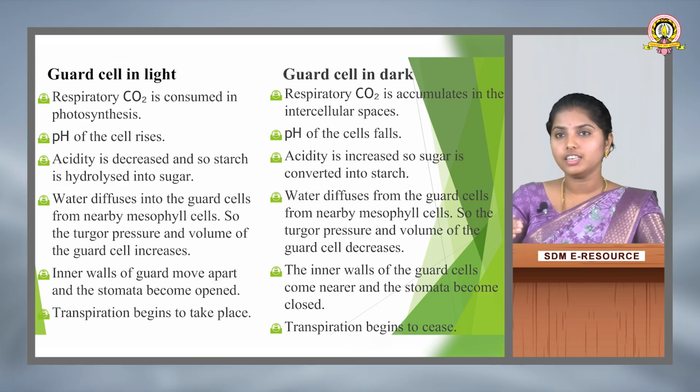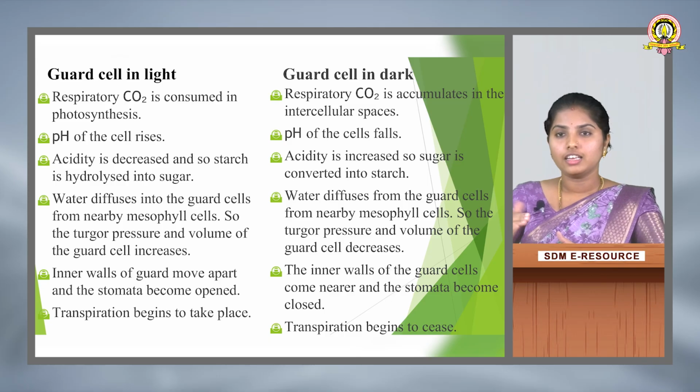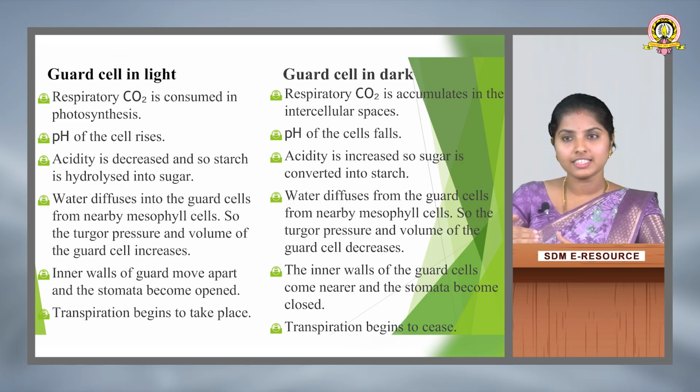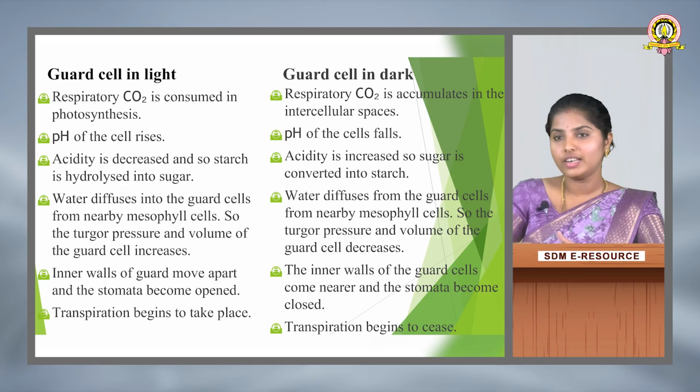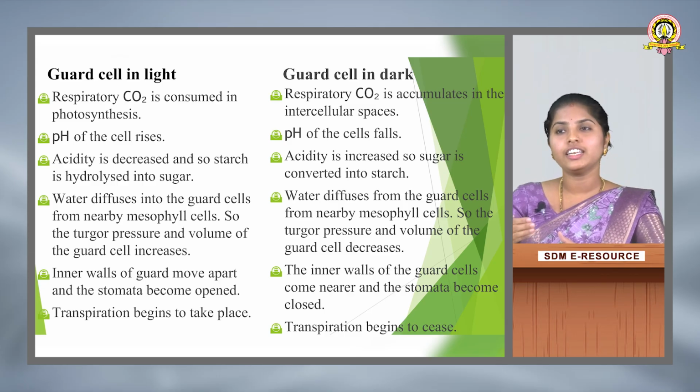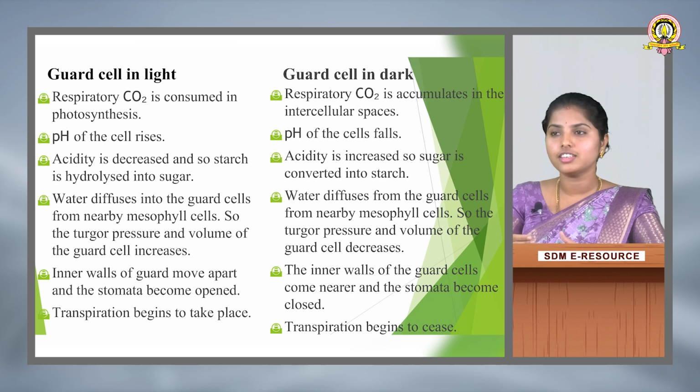Now, let us compare the two conditions, that is guard cell in light and guard cell in dark. During daytime, in the presence of light, respiratory carbon dioxide is consumed in photosynthesis, whereas during dark, respiratory carbon dioxide accumulates in the intercellular spaces. During light, the pH of the guard cell rises, whereas during dark, the pH of the guard cell falls. In the presence of light, acidity is decreased and so starch is hydrolyzed into sugar, whereas during dark, acidity is increased, so sugar is converted into starch.